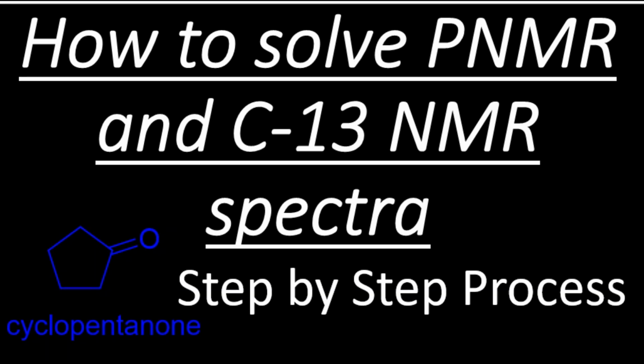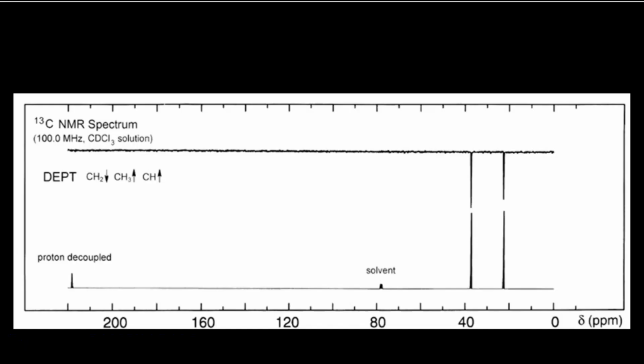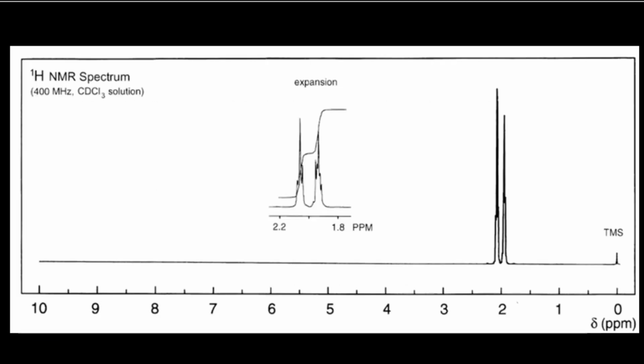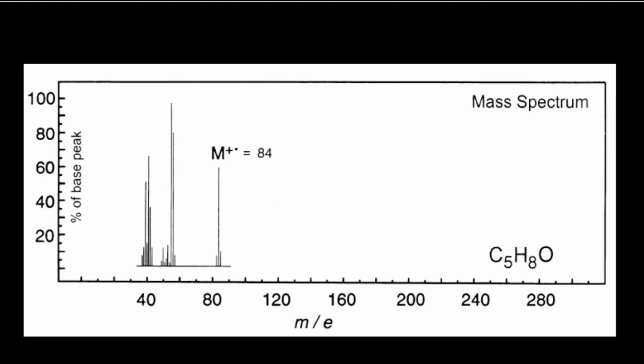Hi guys, today we will solve another proton NMR and C13 NMR spectra for cyclopentanone. You may see here, this is the C13 NMR spectrum of cyclopentanone and this is the proton NMR spectrum of cyclopentanone. The chemical formula that we will get for this compound is from the mass spectrum, but we will not solve the mass spectrum, we will only solve the proton NMR spectrum.